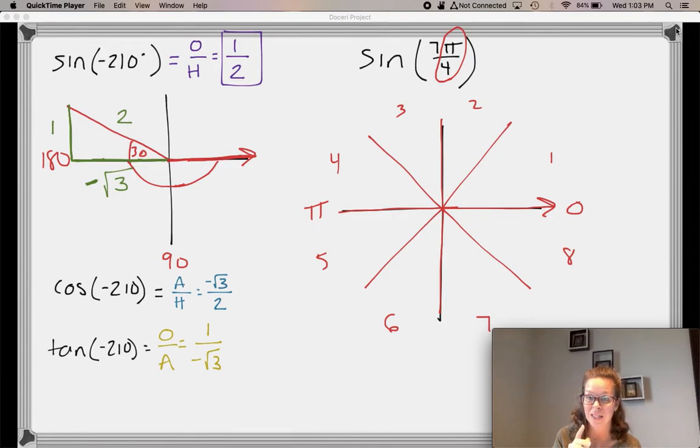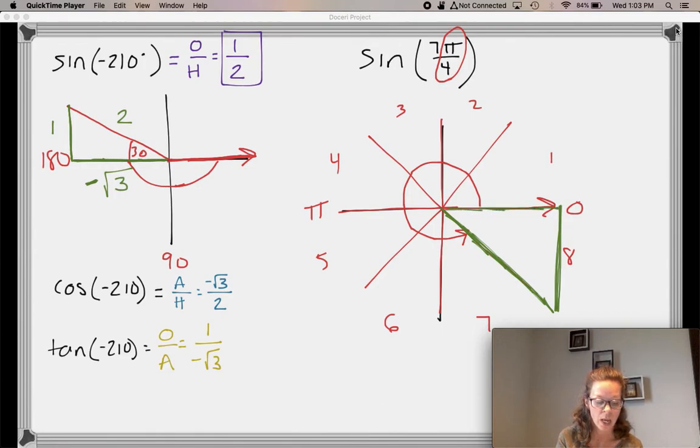Because it's a positive, we're going to go around counterclockwise. So I start at my 0 line and I count 1, 2, 3, 4, 5, 6, 7. And so my angle lands on this line right here. 7 pi over 4. We went around 7 pieces. Connect that to the x-axis every time. X-axis every time.